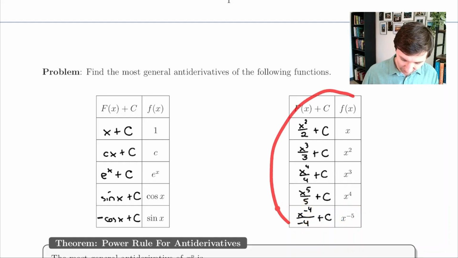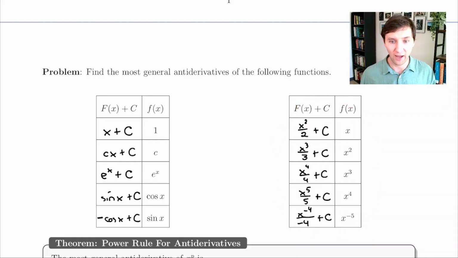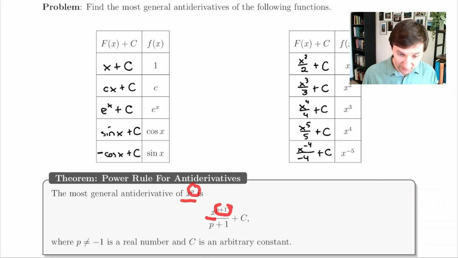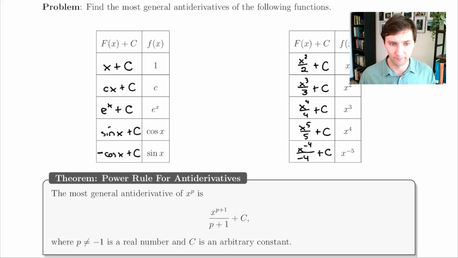What we discovered here is the power rule for antiderivatives. The most general antiderivative of an expression x to the power of p is x to the power of p plus 1 divided by p plus 1 plus c, where p can be any real number besides negative 1. Note that p cannot be negative 1, because then this answer would ask you to divide by 0, which means this rule works for any power besides negative 1.